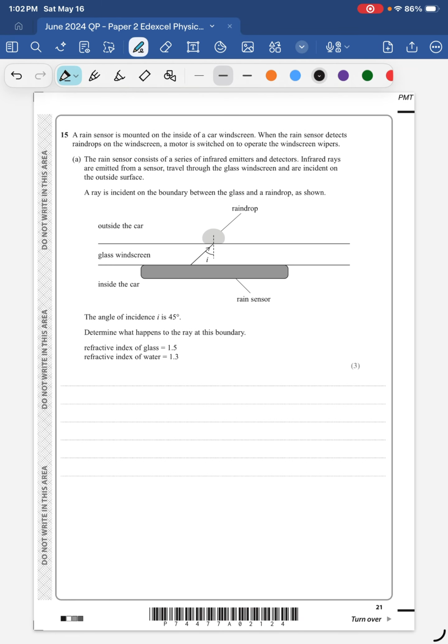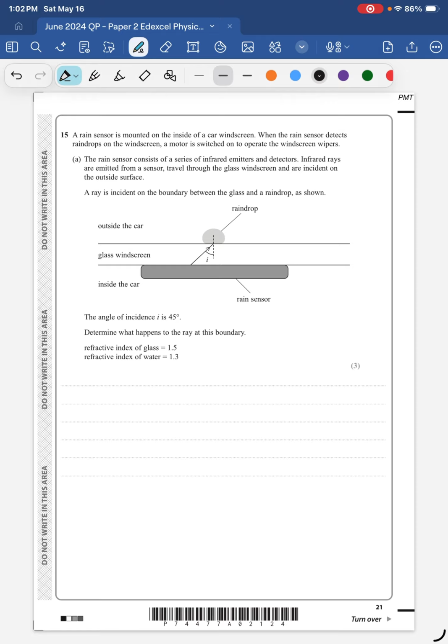Okay, question 15. A rain sensor is mounted on the inside of a car windscreen. When the rain sensor detects raindrops on the windscreen, a motor is switched on to operate the windscreen wipers. Part A, the rain sensor consists of a series of infrared emitters and detectors. Infrared rays are emitted from a sensor, travel through the glass windscreen and are incident on the outside surface.